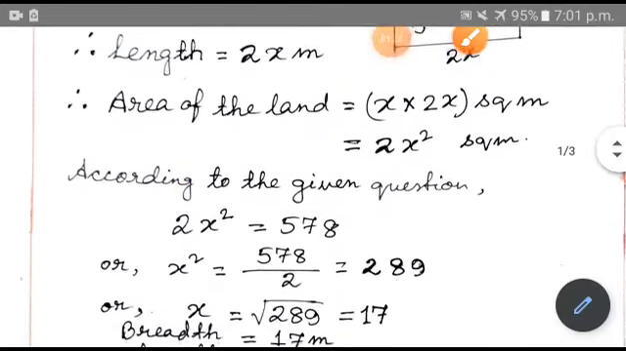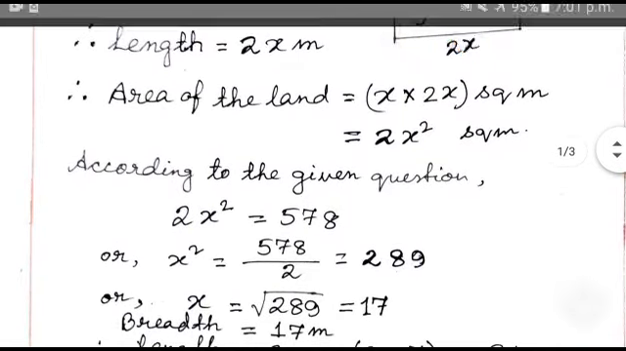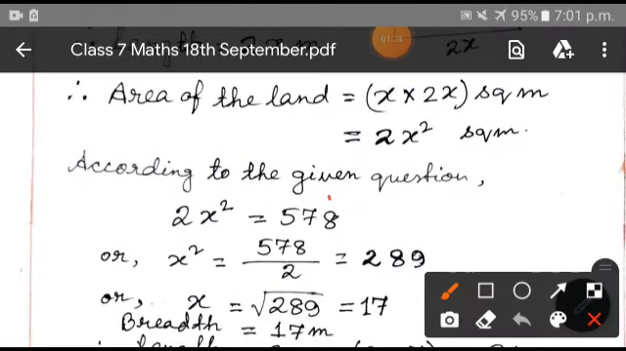Now in the next part you are solving the equation. 2x square is equal to 578. So x square will be 578 by 2. This 2 goes down in the denominator and gets divided. So 578 by 2 you are doing. Then after that you are getting 289. Alright. So now x square is equal to 289.